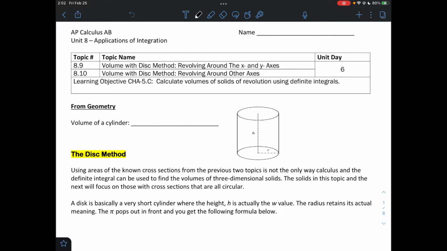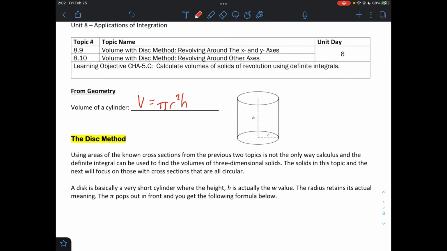In geometry, you learned how to find the volume of a cylinder. The volume of a cylinder formula from your geometry days, hopefully you recall, is volume equals pi r squared h. That's the formula we're going to use in every problem using this method. Of course, instead of simply knowing what r is, it's going to be some type of function, and we're going to have to integrate it as it goes from the bottom bound to the upper bound.